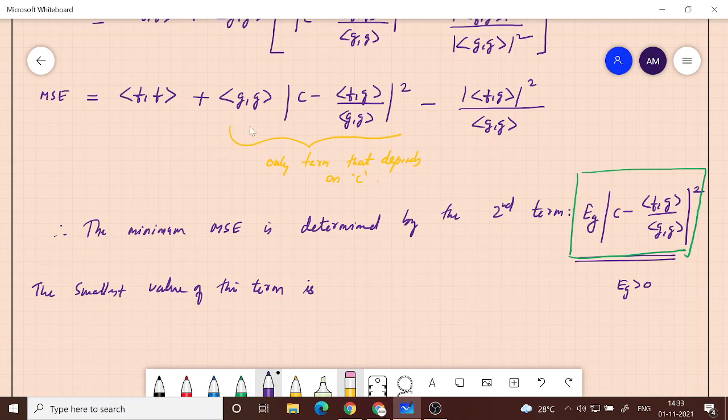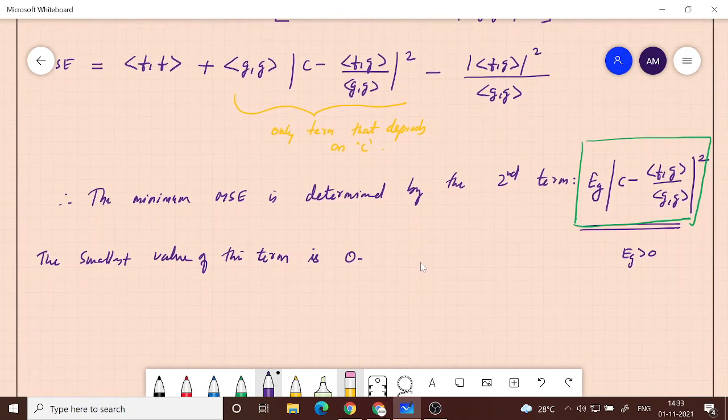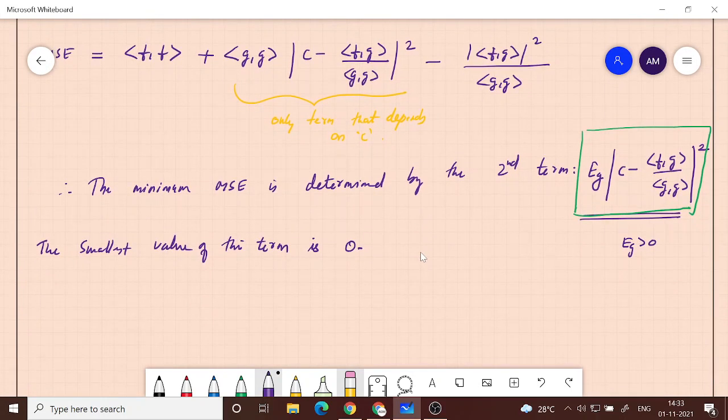So by varying C, the best you can achieve is to make it 0. That means this term doesn't contribute. The smallest value of this term is 0. You can't go below that, because it is positive. And when will it become 0? For what value of C does it become 0? So you don't even need to differentiate this. It is a very common sense way you can find the answer.